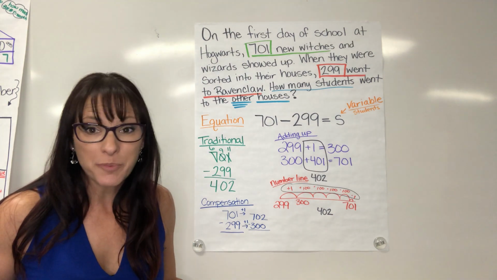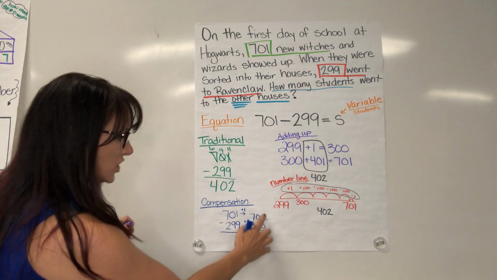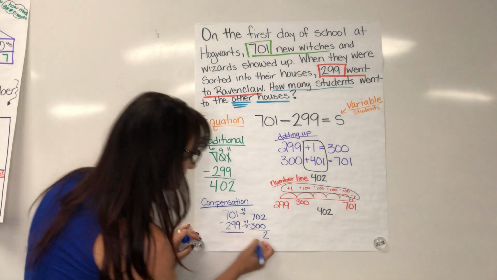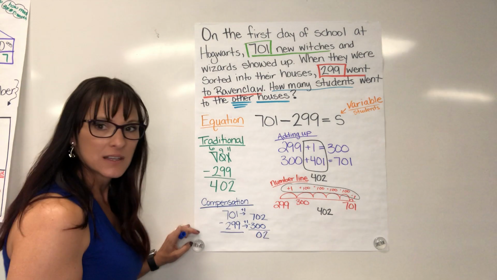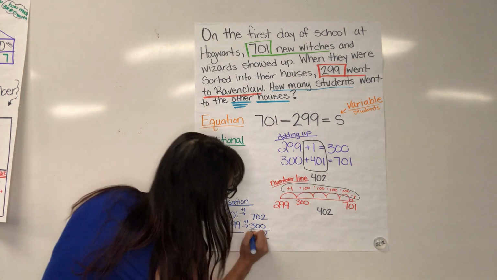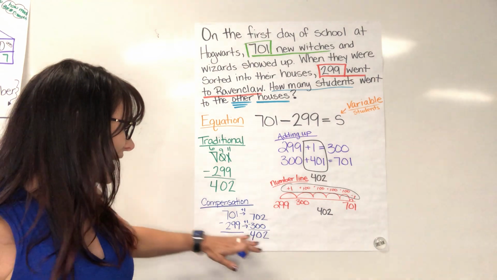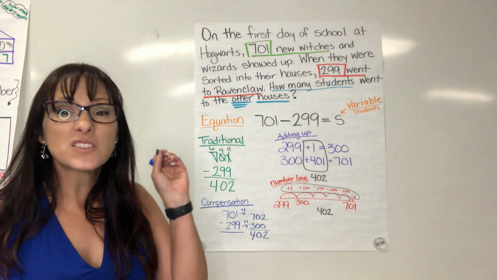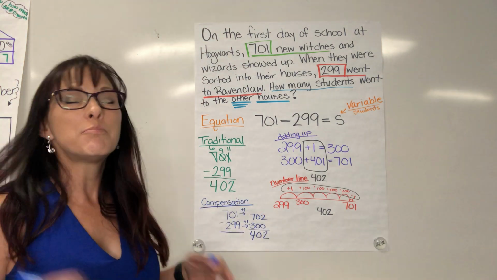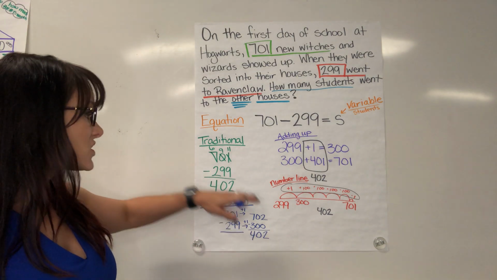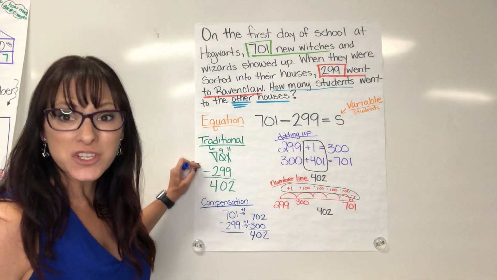I don't have to regroup anymore. Check this out. 2 minus 0 is 2. No 10s minus no 10s is no 10s. 700 minus 300 is 402. Look at that. I was able to compensate. Super, super simple, and it worked beautifully with these numbers. Boom, boom, boom. This actually ended up being easier than my traditional route.